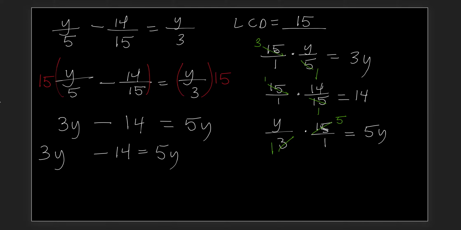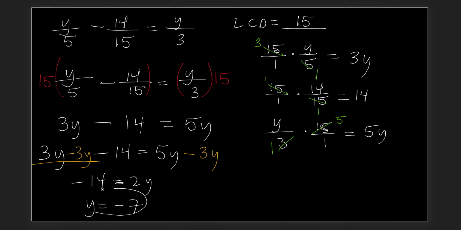And so I'm going to do that by subtracting 3y, because that part makes 0, and that'll leave negative 14 by itself. I have to subtract 3y on this side as well. So what we have is negative 14 equals 2y. And you can think in your head, 2 times what equals negative 14? And we know that's negative 7. You can do that. Or go ahead and divide both sides by 2. So that's how to do that problem.